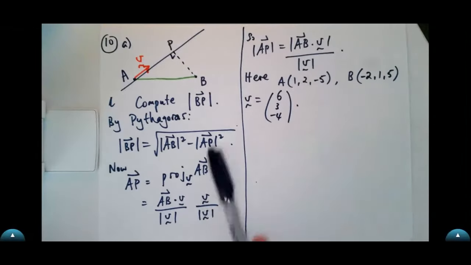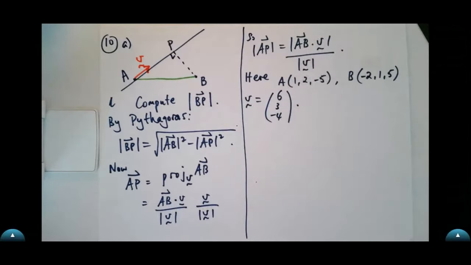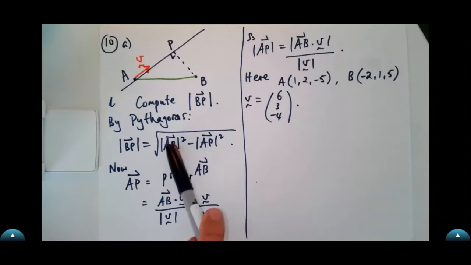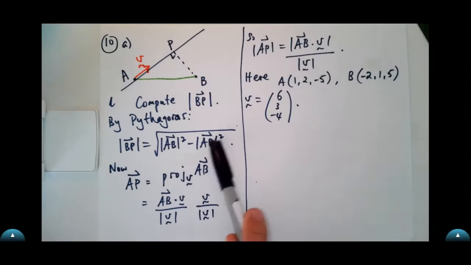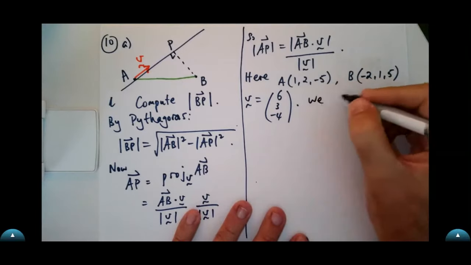Okay, so we understand the setup here. Let's actually put it down to a proper problem. To compute, well, we need to get AB. We need to get the length of AP. We can do that up there, and then we'll work it all out. So first things first, let's compute AB.